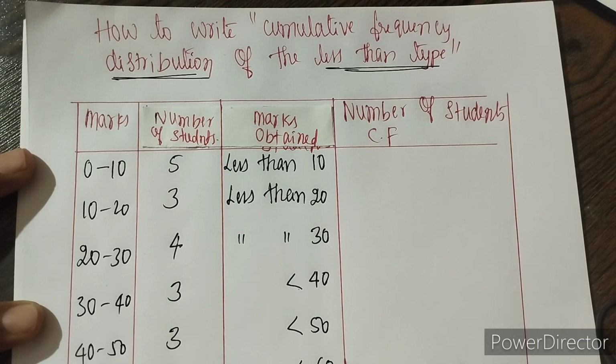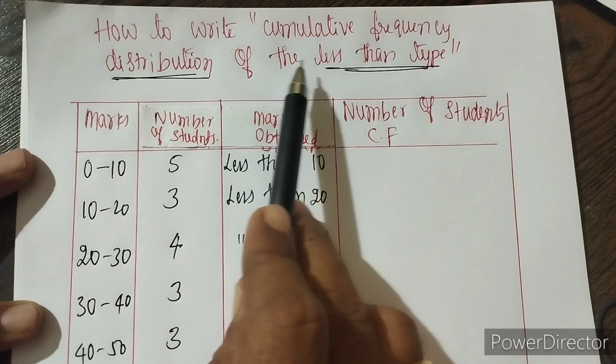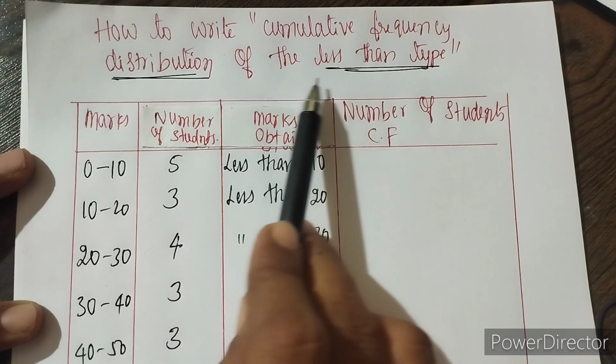Hence, to calculate this median, we need to know some calculations, that is, the less than type and the more than type calculations. How to write the less than type cumulative frequency distribution table, and then how to write the more than type cumulative frequency distribution table. We can look at it one by one. The first one is how to write the cumulative frequency distribution of the less than type.